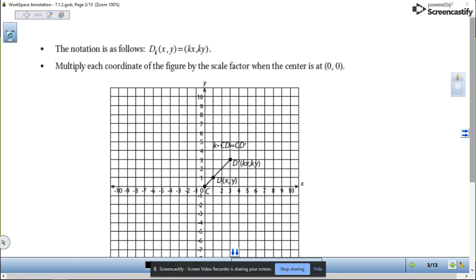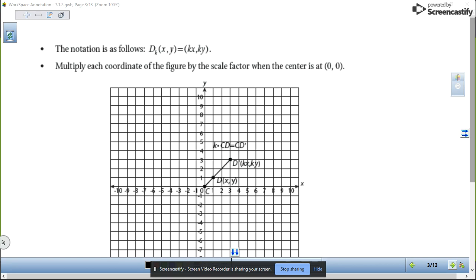So here's just your example, right? D sub k on CD is C prime D prime. So you have D here, you have D here, and then D prime is out here where you multiply both X and Y by k.